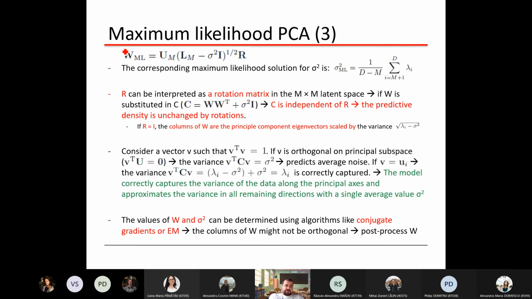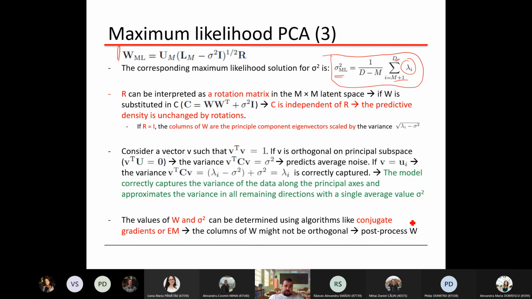So if we have this formulation, the maximum likelihood solution for sigma square will be sigma square maximum likelihood is 1 over d minus m summation over lambda i's for all these dimensions that we're not keeping. So actually what this is is a mean of all the eigenvalues that correspond to the space that is not kept as the principal subspace. So the smallest d minus m eigenvalues are averaged, and this average is the sigma square maximum likelihood that we obtain.